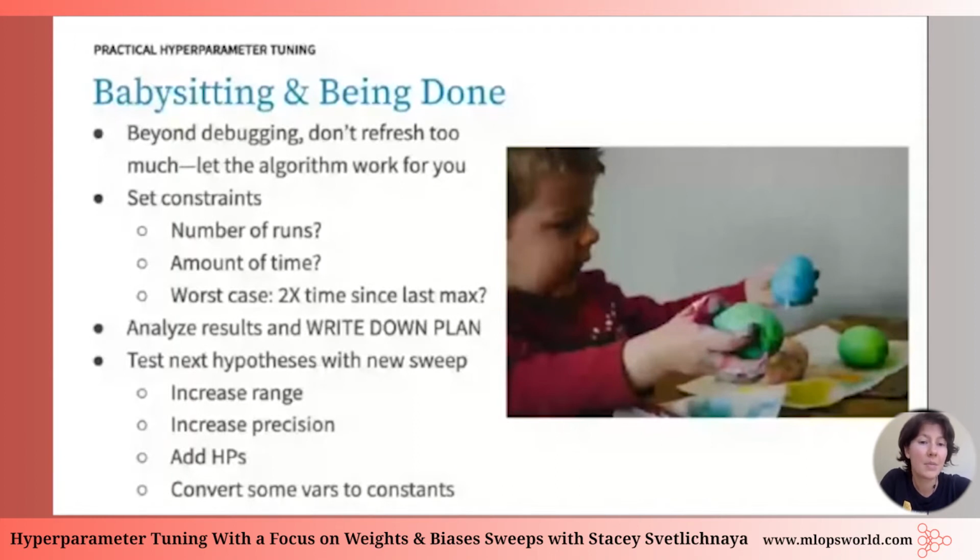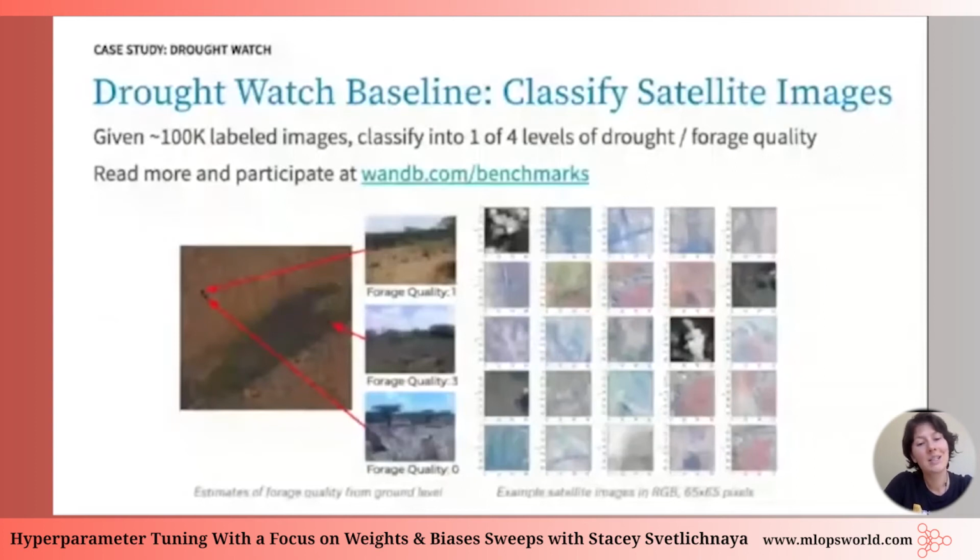So this is an example from a convolutional neural network that's using satellite images to predict one of 4 levels of drought or forage quality at that location. So if the forage quality is 0, then it's drought, it's desert. If it's 3, then it means there's lots of greenery for farm animals to eat. And this is an actual community benchmark with open data and open code that we're running on Weights and Biases that I'm really excited about.